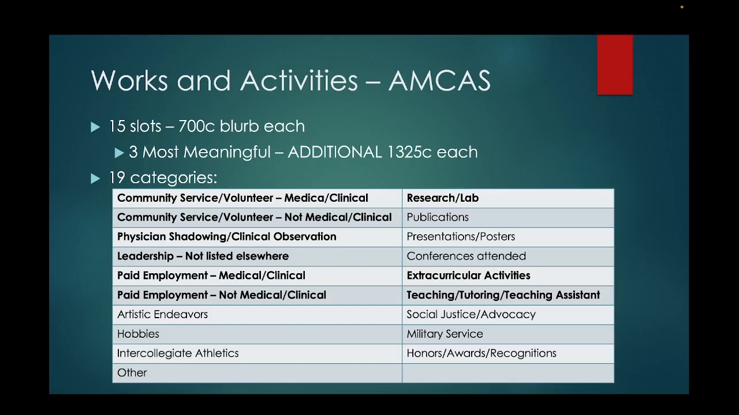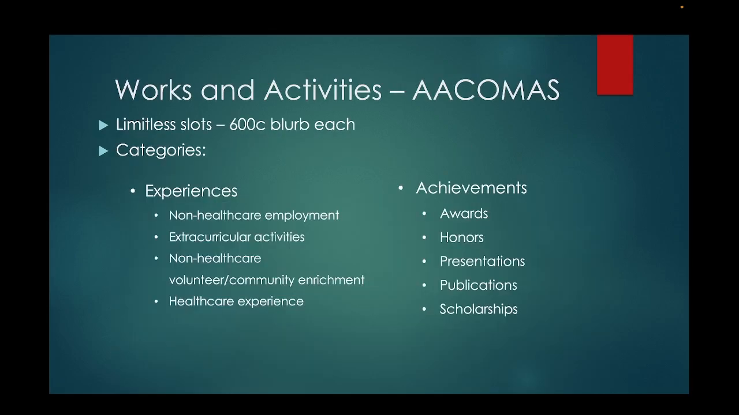There are 19 categories that you can choose from. And since there are more categories than there are slots, you're obviously not going to need to hit every single category, and that's 100% not expected of you. On AACOMAS, again, you get a limitless number of slots and 600 characters for each slot. And the categories of activities fall into 2 major categories for either experiences or achievements.